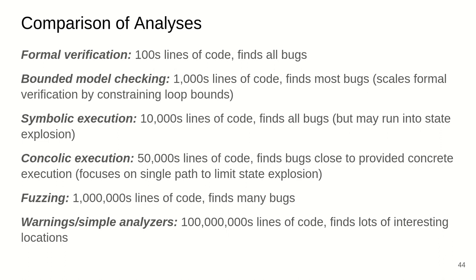Fuzzing fully gives up completeness, but scales to millions of lines of code and finds many bugs in complex environments, and is one of the most effective testing techniques used today, and will be the topic of the next lectures. Last but not least, we've also covered warnings and simple analyzers, which scale to everything and find lots of interesting locations, at the cost of potentially false positives.